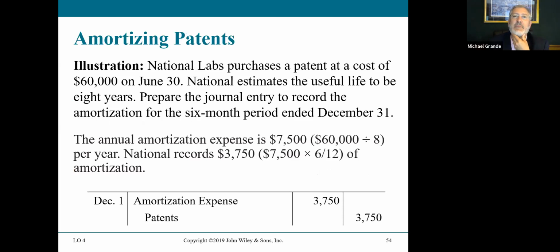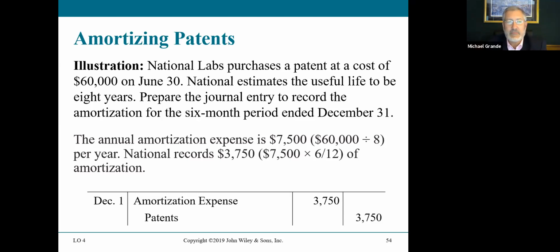Let's look at an example. National Lab purchases a patent at a cost of $60,000 on June 30th. National estimates the useful life to be 8 years. Prepare the journal entry to record the amortization for the 6-month period ended December 31st, right? They purchased it on June 30th. At the end of the year, you need an adjusting journal entry to amortize that asset. The annual expense is $7,500, right? $60,000 divided by 8 years.